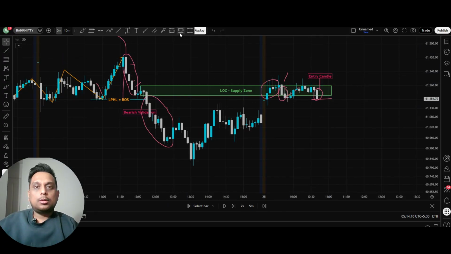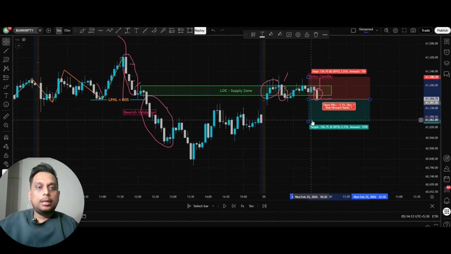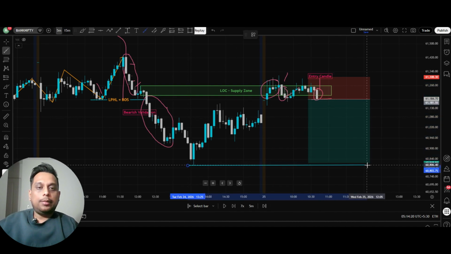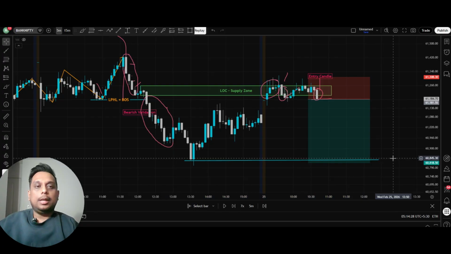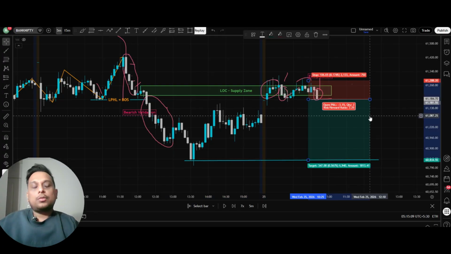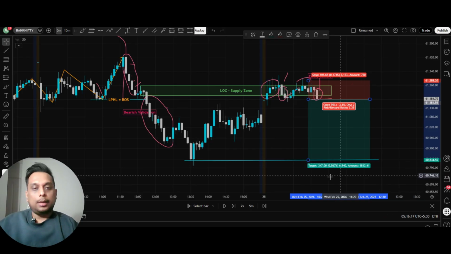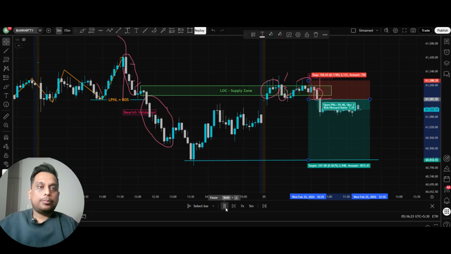Okay, so this is where we are going to enter, and our first target would be this area. This trade is going to give us 1:3 RR. So we have our trade plan, and we will now let the market do its thing. Let me run this chart and let's see how the price behaved from here.